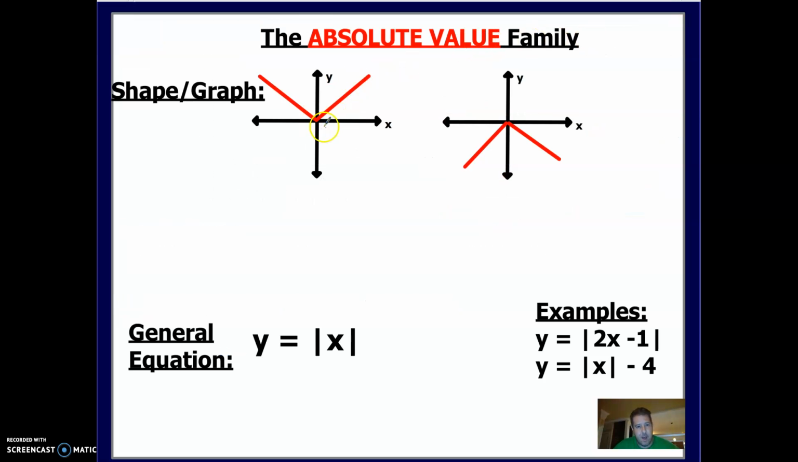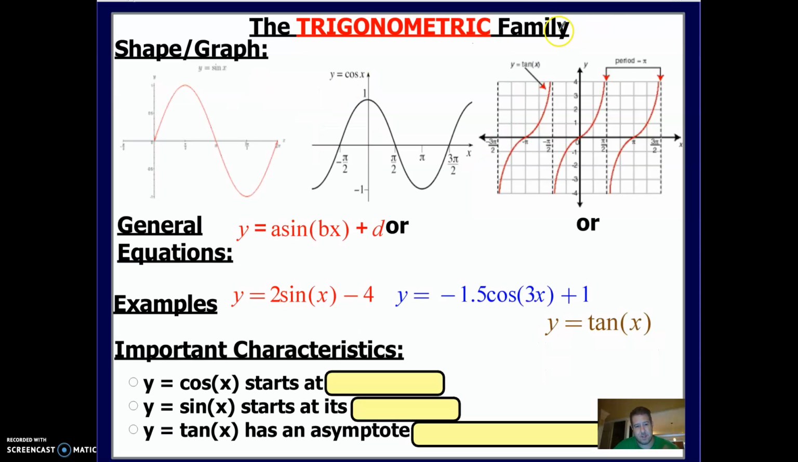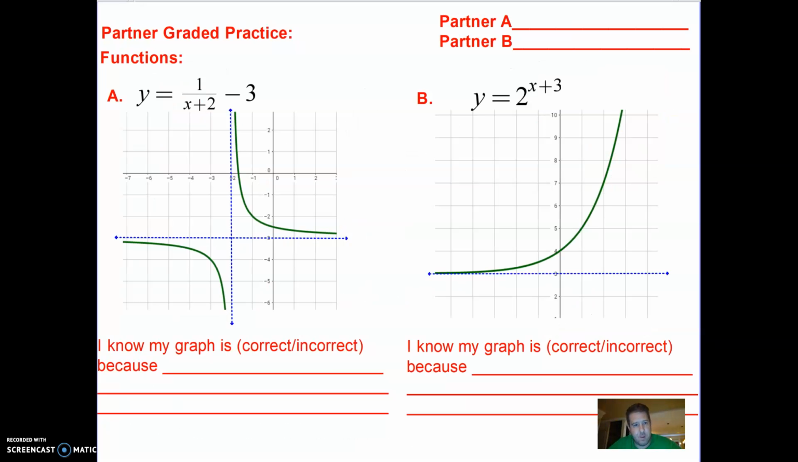Absolute value. If it's inside the parentheses, then it's going to move it left or right, so that's your h. And if it's outside, then it's moving it up or down. That's your k. So it moves just like any other function. Same with sine and cosine. If it's inside the function, it moves it left or right. If it's outside, it moves it up or down. And anything in front is basically just telling you how big the amplitude is, how far up and down it goes.